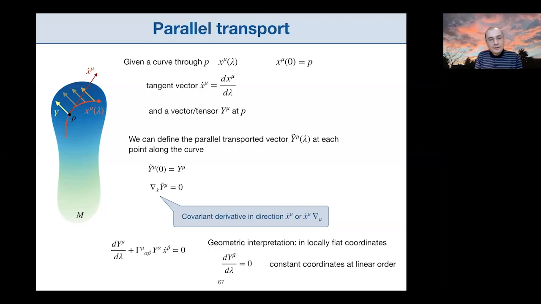The geometric interpretation of this ordinary differential equation is that in locally flat coordinates, it simply means that at each point, the appropriate components are supposed to be constant. So at the point P and at every point along this curve, we can find locally flat coordinates. And in these locally flat coordinates, the components of this vector y^μ, of its parallel transport, are conserved. However, we typically work in a different coordinate system in which this equation is a bit more complicated than that.